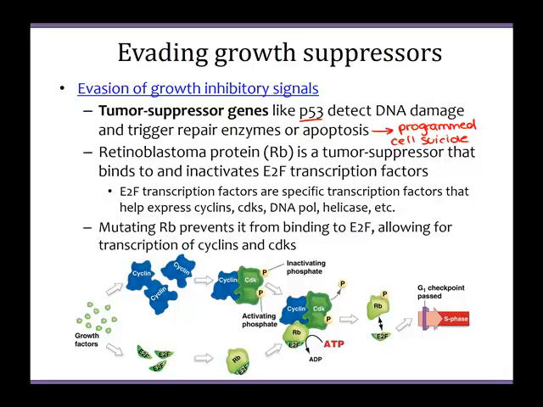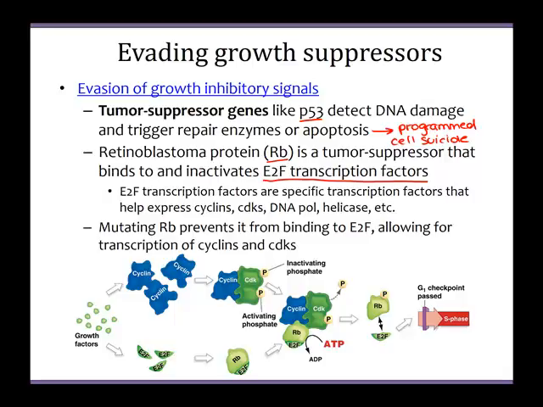This is a very famous tumor suppressor gene, retinoblastoma protein. It was first discovered in retinoblastoma cells, actually in children. And it's a tumor suppressor gene that binds to and inactivates something called an E2F transcription factor. Let me give you a little bit of background on that E2F transcription factor first. E2F transcription factors are a group of transcription factors. They are specific transcription factors. And if you recall, you need specific transcription factors to read certain genes at certain times.